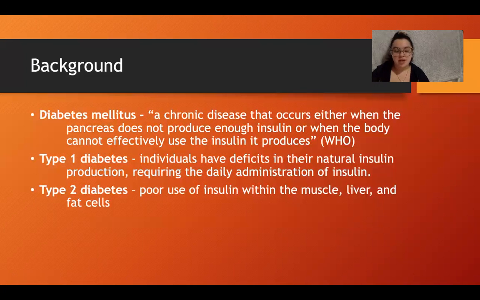There are two types of diabetes. So diabetes type 1, also known as insulin dependent, is where individuals have deficits in their natural insulin production, requiring the daily administration of insulin medication. This type of diabetes is not preventable, and the actual etiology of the disease remains unknown.